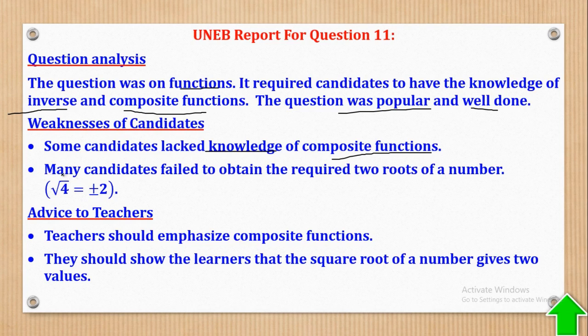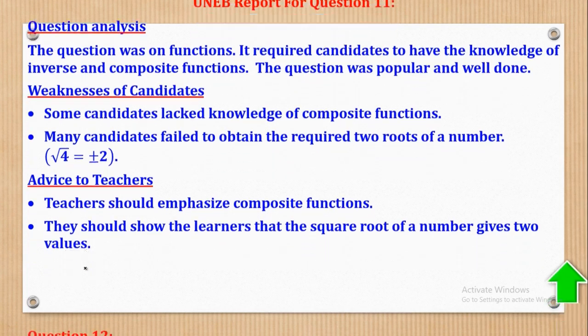But for Roman 1, many candidates failed to obtain the required 2 roots of the number, plus or minus 2. So in Roman 1, most candidates got positive 2 and stopped there, yet it's supposed to be plus or minus 2. So the advice to teachers is that they should emphasize composite functions because they're common, and also they should show learners that the square root of a number gives 2 values, plus or minus, so that students don't miss that accuracy mark.